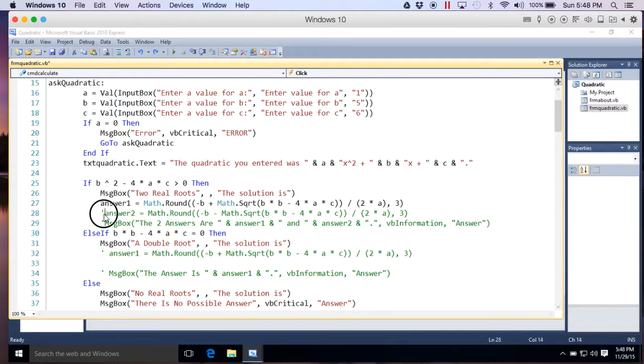B squared minus 4ac. Now, why do I have answer2? Because when there are two real roots, there's going to be two answers. So answer2 equals Math.Round, negative b minus. Think about the quadratic: negative b plus or minus the square root of b squared minus 4ac, divided by 2a. So I need to do one for plus, get an answer, and do one for minus. Everything else is the same, rounding it to 3 decimal places. And then how do I output that? Message box, the two answers are, ampersand, answer1.